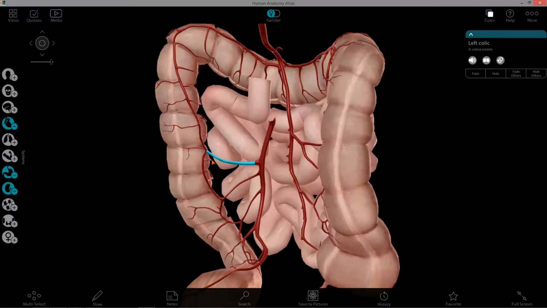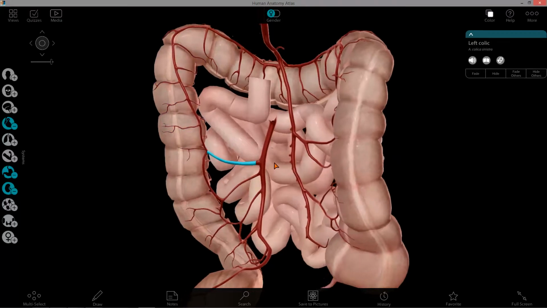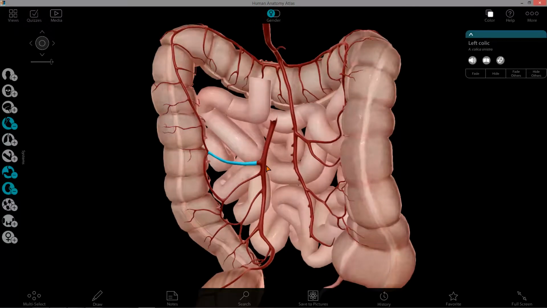And the left colic artery also anastomoses with the highest branch of the sigmoid artery. So as you can see, it gives a branch down to the sigmoid artery here, and it gives a branch up, or superior, to the middle colic artery, seen here. So that's the left colic artery. And just to reiterate, it supplies the distal 1/3 of the transverse colon and the descending colon.